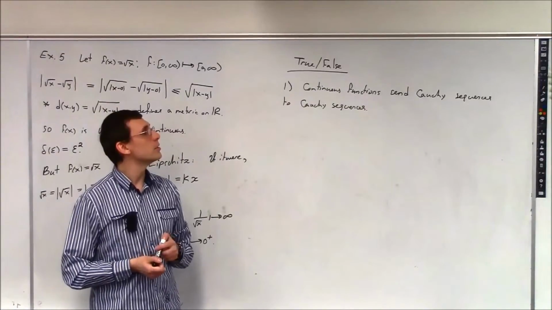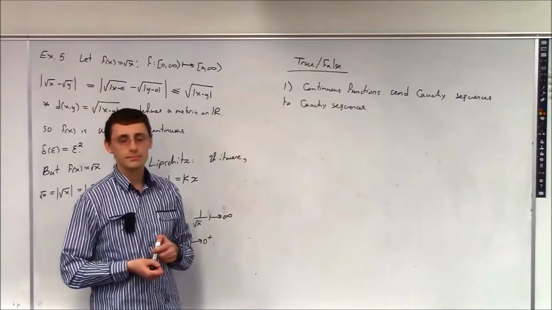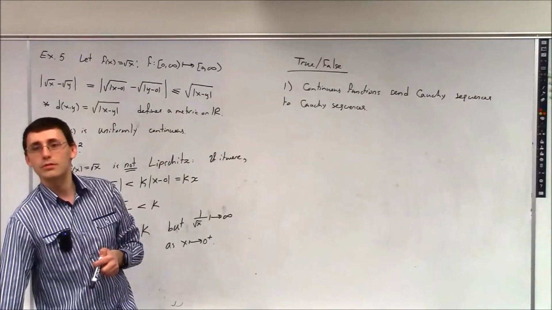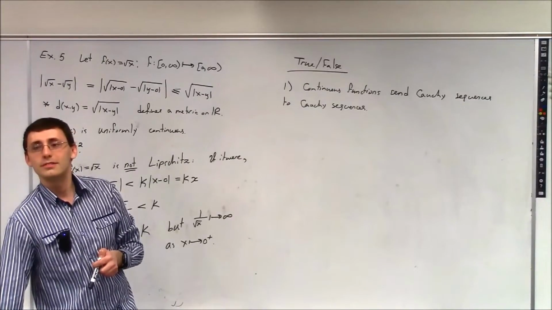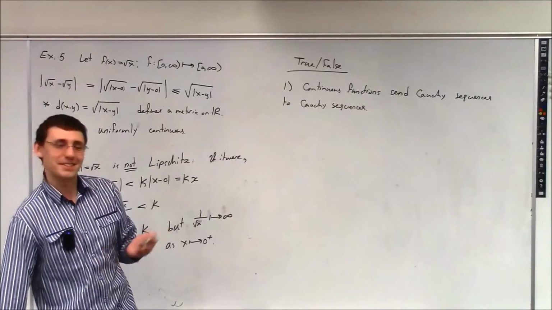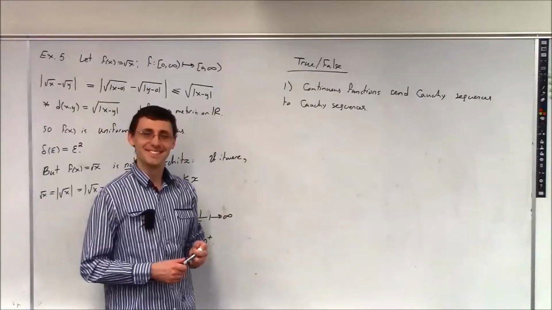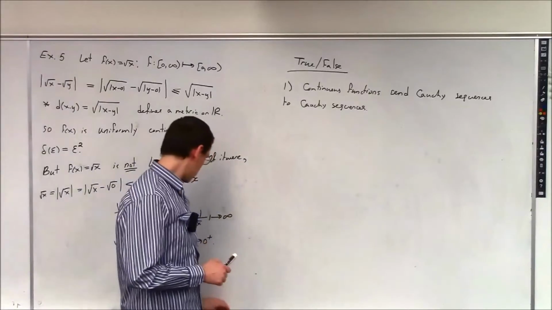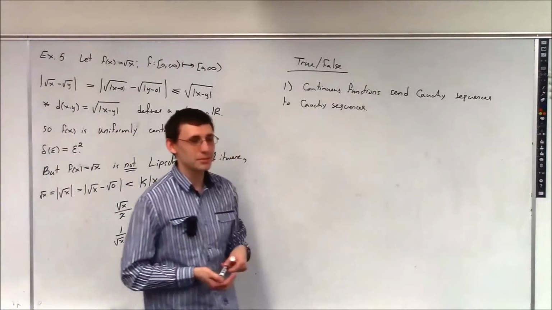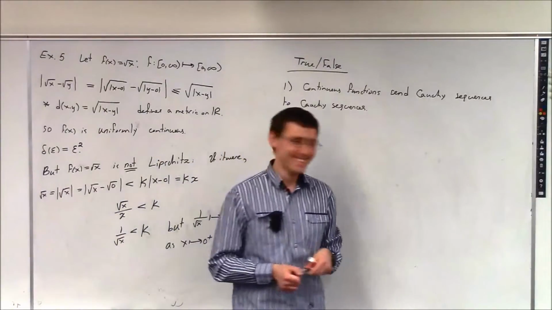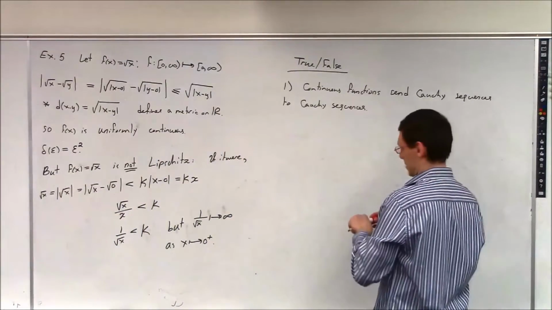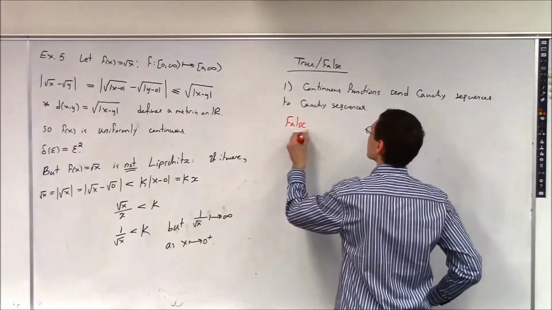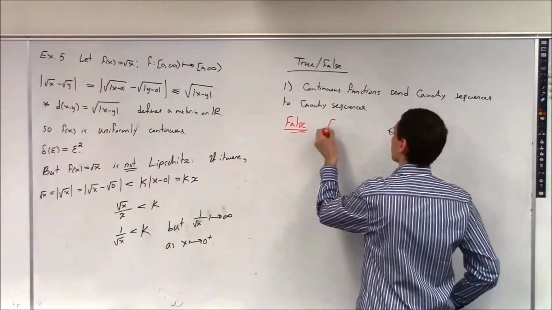So, is it true or false? You just read that one. Continuous functions send Cauchy sequences to Cauchy sequences. True or false? Didn't we just do an example? Maybe we did, right? I think no. By the 1 over n, we just did an example. You're staring at it. All right. So the answer is obviously false. Example 2.